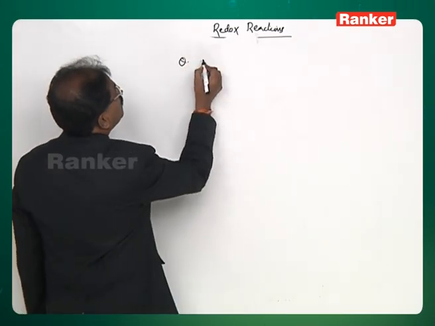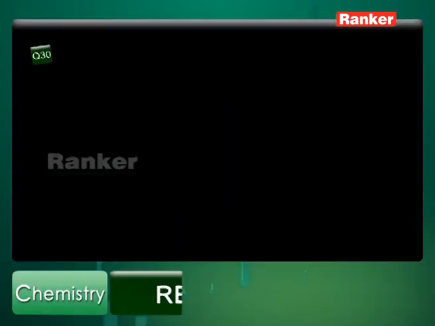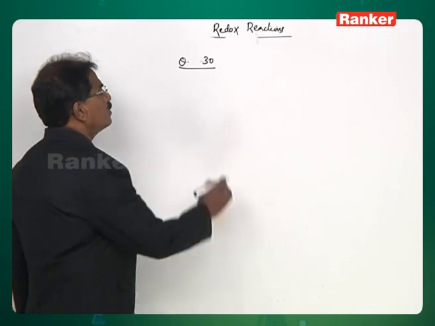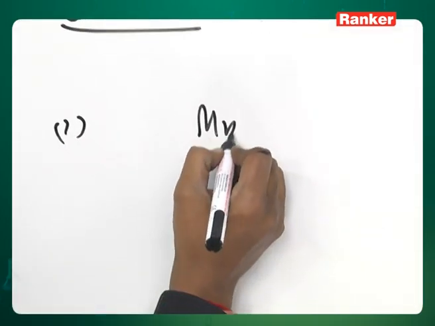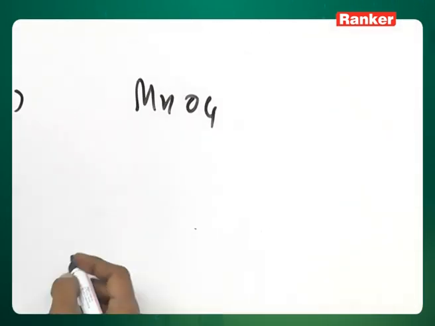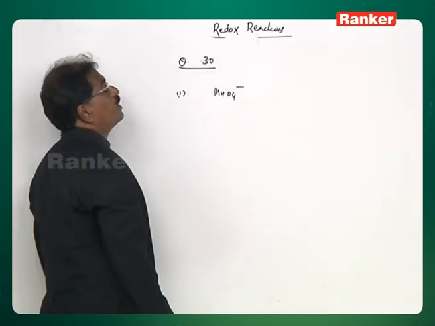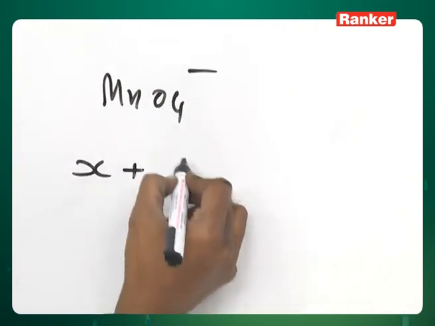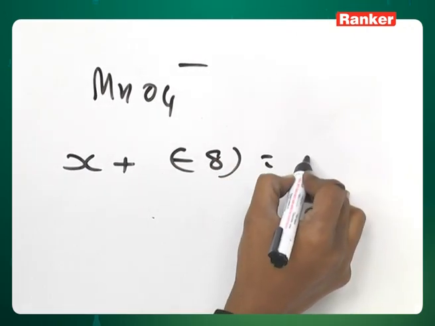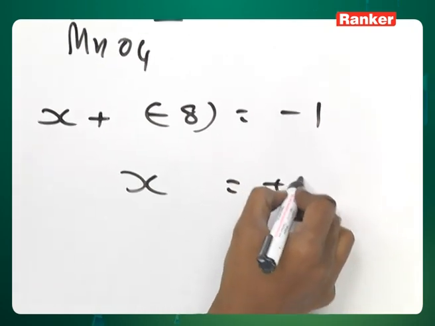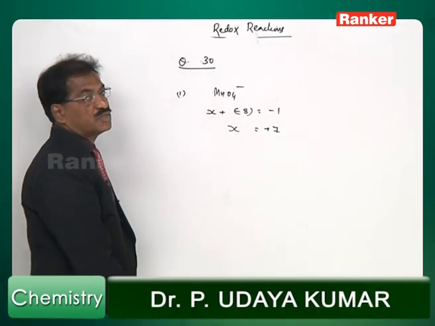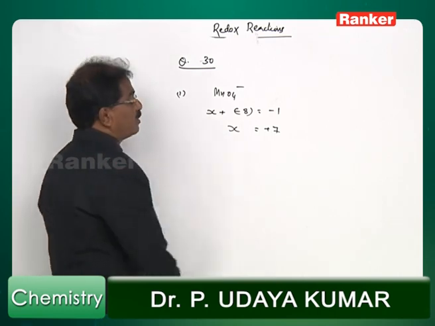Next, question number 30. Among the following, identify the species with an atom having +6 oxidation state. In the first option, they have shown MnO4 minus. Here, identify the oxidation state of manganese. Manganese oxidation state X plus -8 is equal to -1. Therefore, X is equal to +7. We have to identify the option in which the oxidation state of the central atom is +6. But here we got +7.